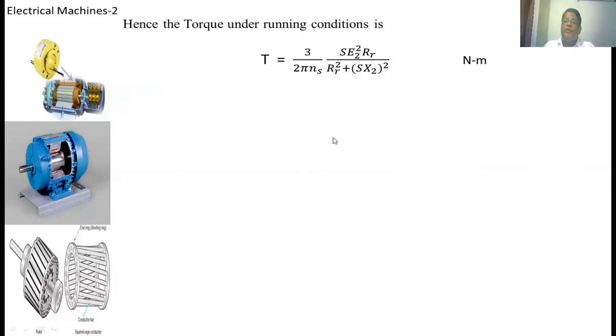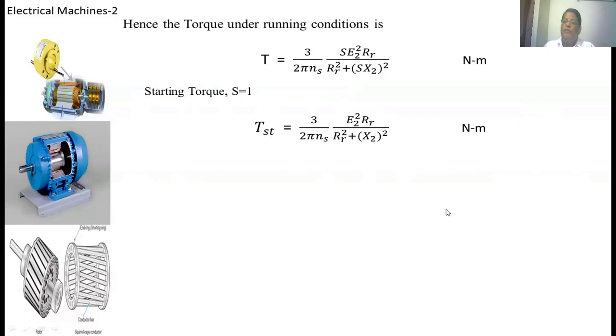Suppose we want to find the torque developed in the induction motor at starting. At the time of starting, the speed of the induction motor is 0, so the slip becomes 1. In place of slip, if you take 1, it gives the starting torque developed in the induction motor. So the starting torque is equal to 3 by 2 pi ns into E2 square RR by RR square plus X2 whole square. Again, this value is in Newton meter.